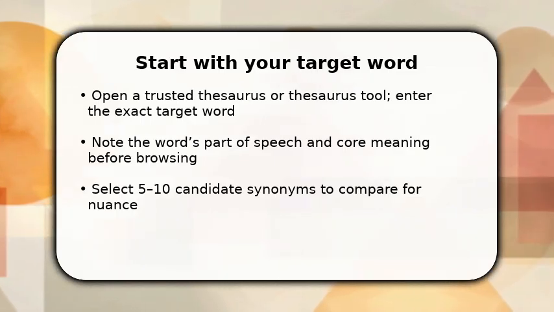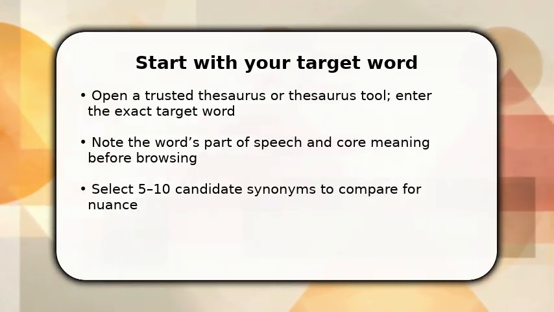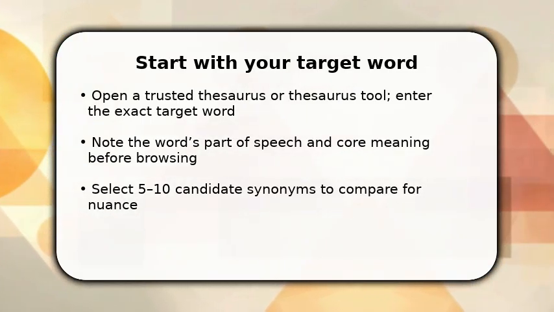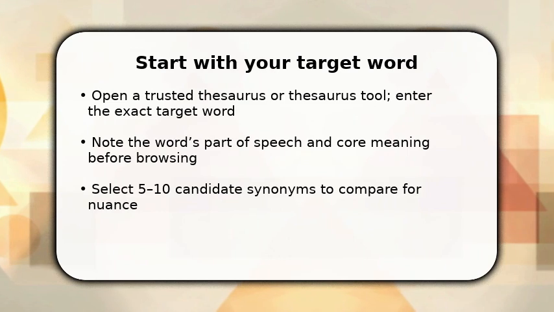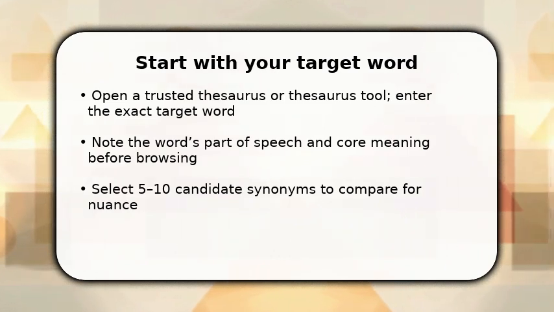As you compile options, mark words by register: formal, neutral, colloquial, and by strength. This immediate filtering saves time and makes the next evaluation steps focused and efficient.